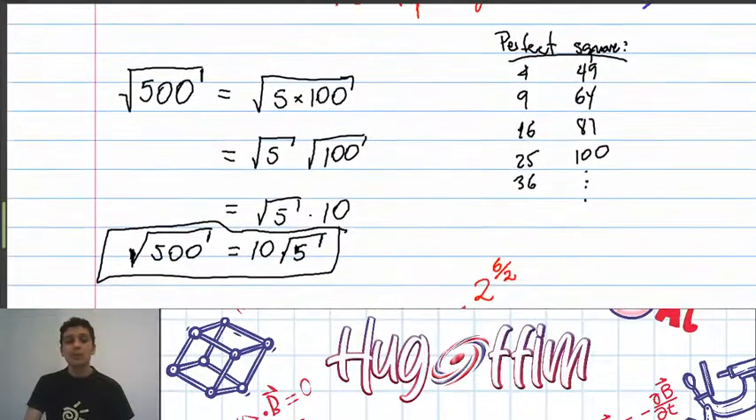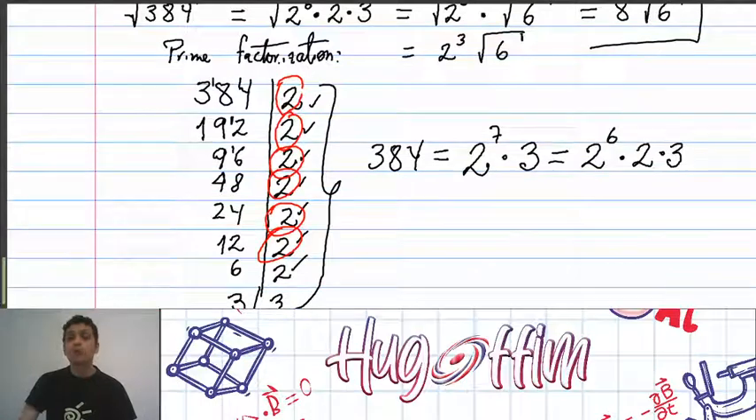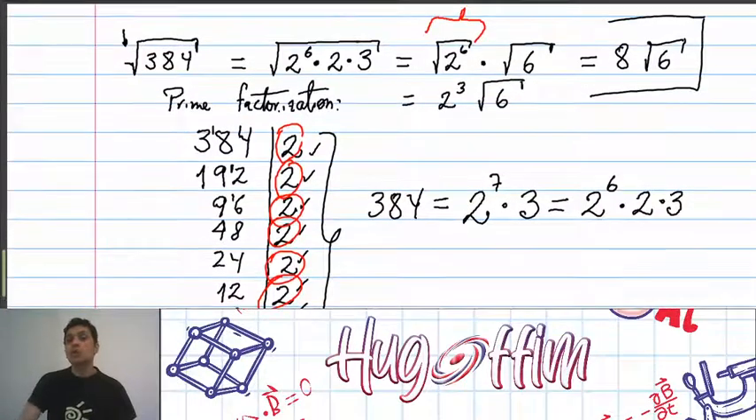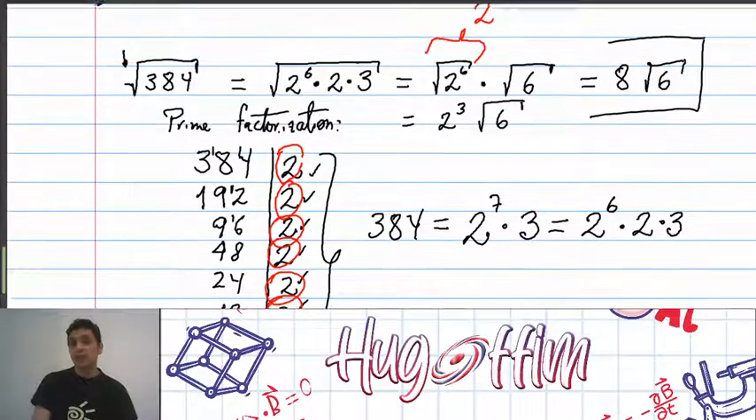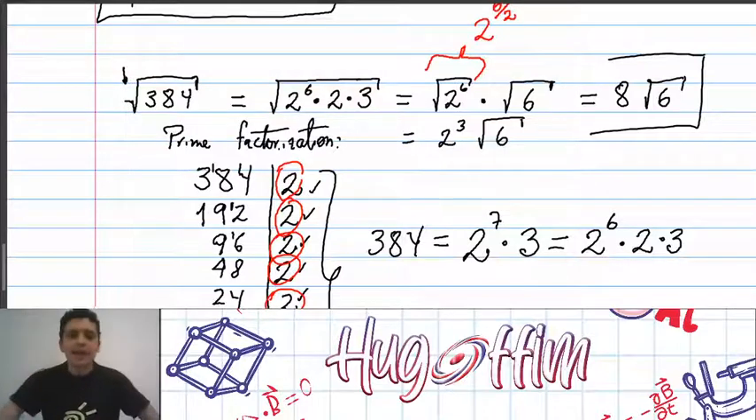So you decide which one is better for you. Either try to find out perfect squares and multiply and simplify, or use prime factorization, reorganize the factors to have perfect squares, or if it's even exponents, divide them by 2, and then simplify the expression.